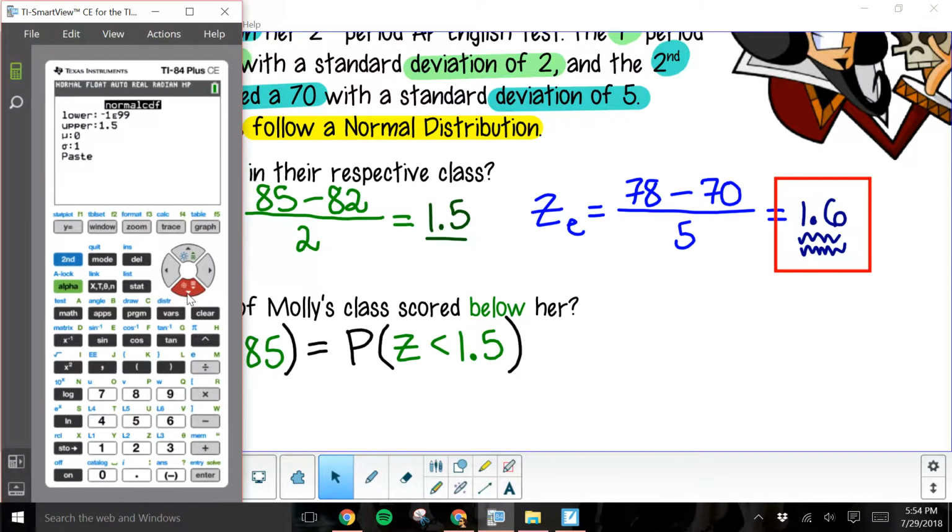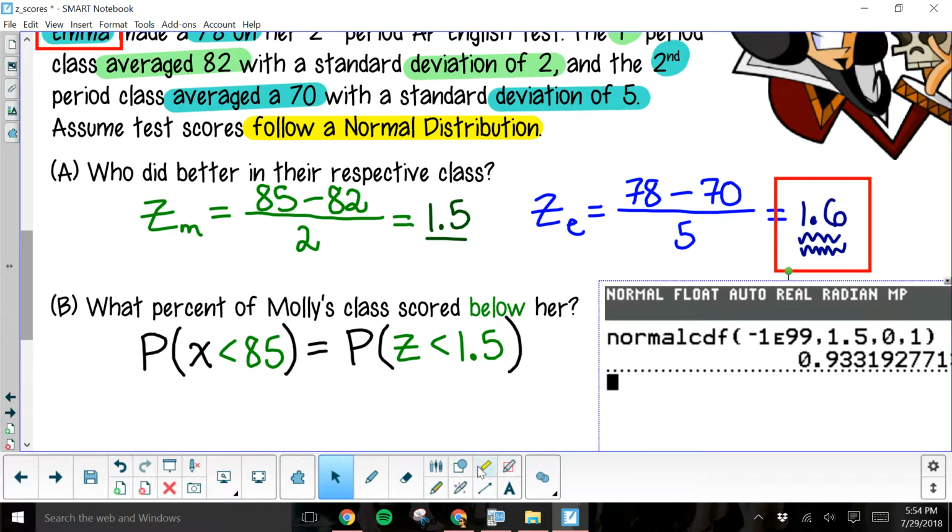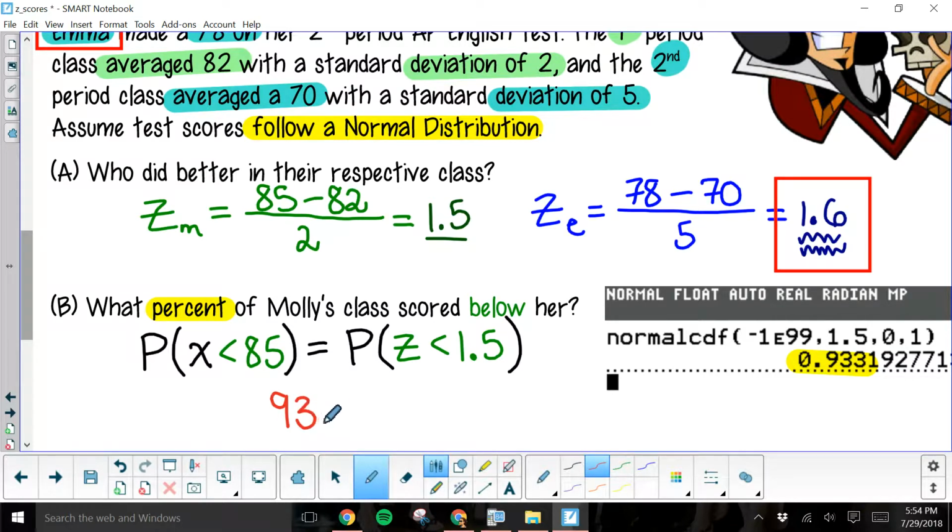And all you need to do is hit paste, and then paste one more time. Ta-da! There is your proportion or your percent. It does ask percent, so I do need to make sure I answer that question. 93.32. So what percent of Molly's class scored below her? 93, which means Molly is somewhere in the 93rd percentile.